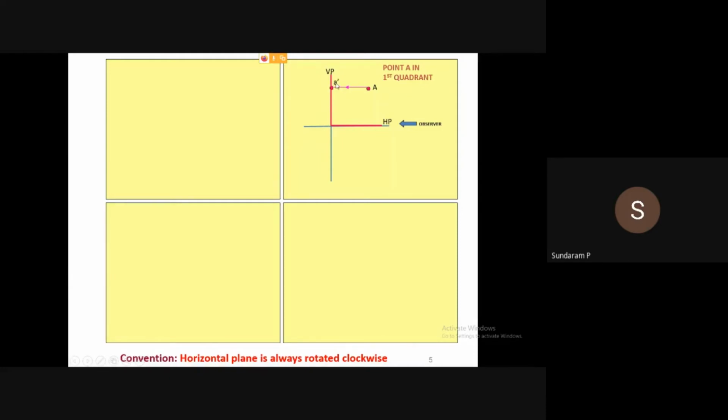As already told, we are representing with a dash. A is nothing but, when we are using A, it indicates the point as a top view. When we are using the notation a dash, it is represented as the front view. Got it? Now the observer is looking through the top, and we are getting the point A in the top view, on the ground, on the horizontal plane.